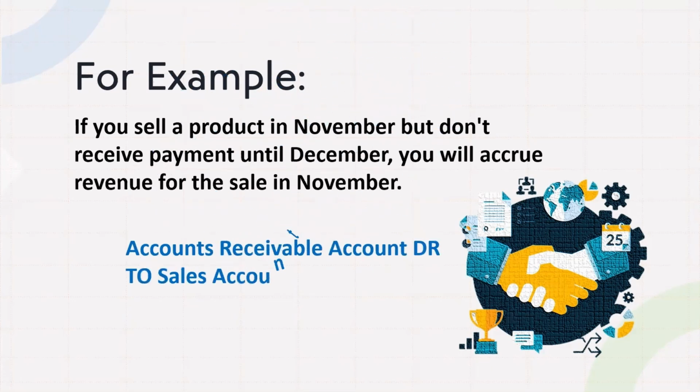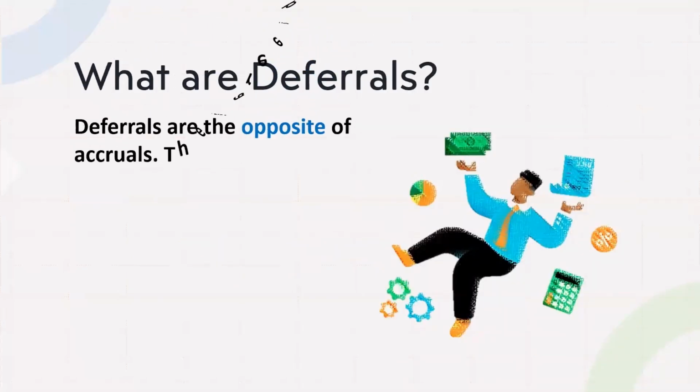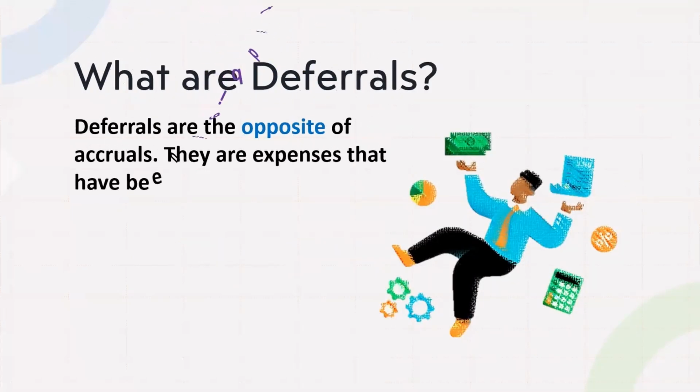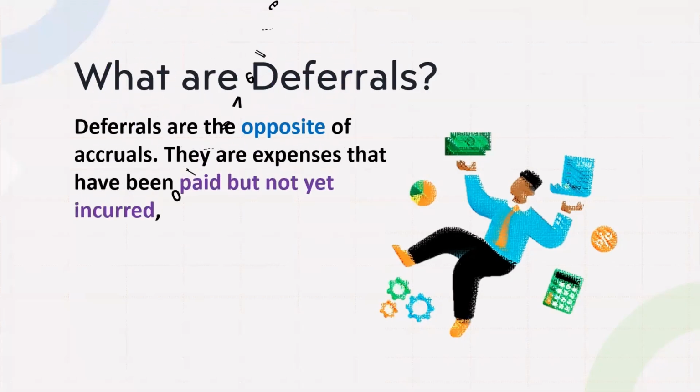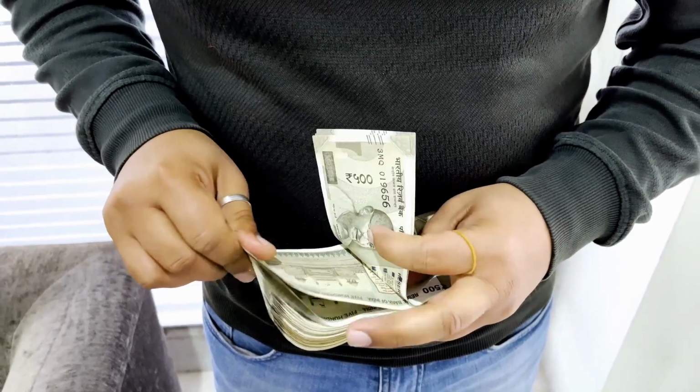Great. Now let's move ahead and talk about deferrals. What are deferrals? Deferrals are the opposite of accruals. They are expenses that have been paid but not yet incurred, or revenue that has been collected but not yet earned. So what is the meaning of that? Deferrals are exactly the opposite of accruals. In the case of deferrals, you have paid or received the cash, but you have not incurred the expense or you have not earned the revenue yet.